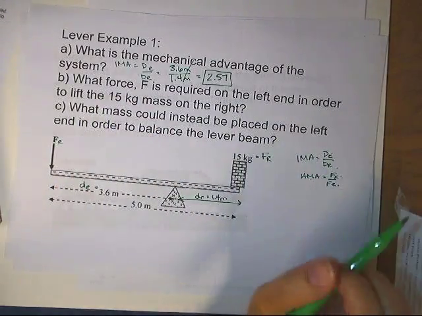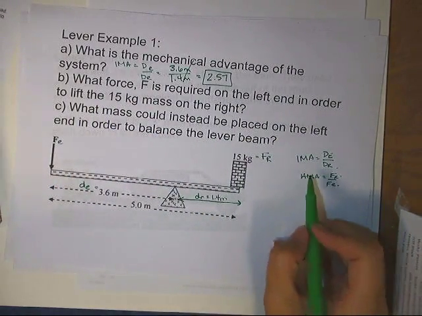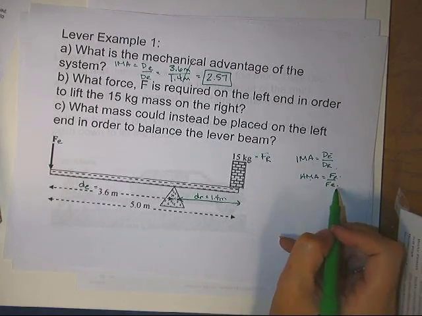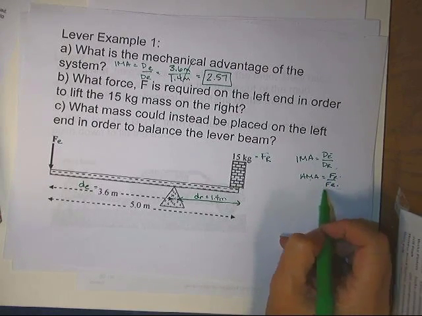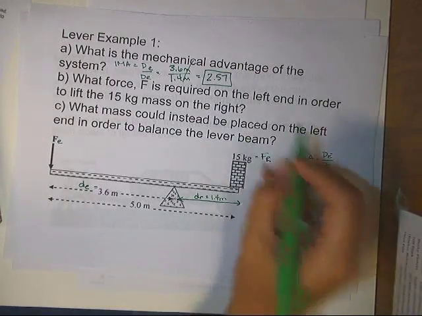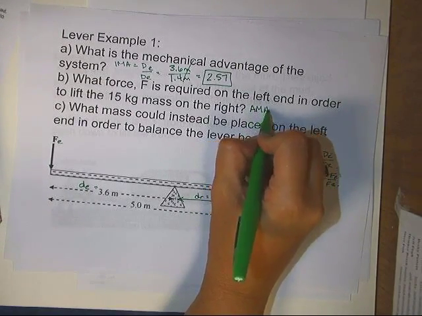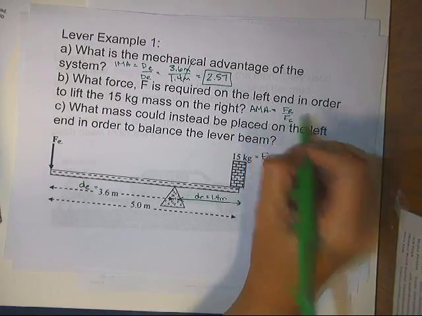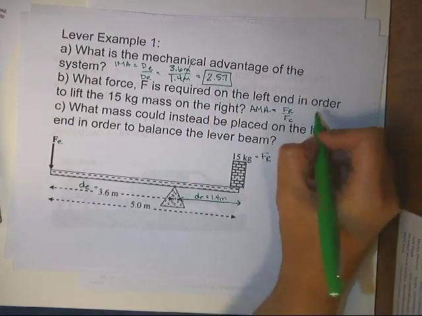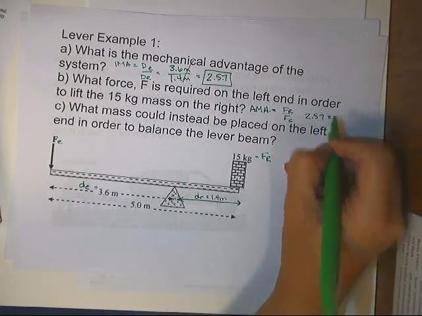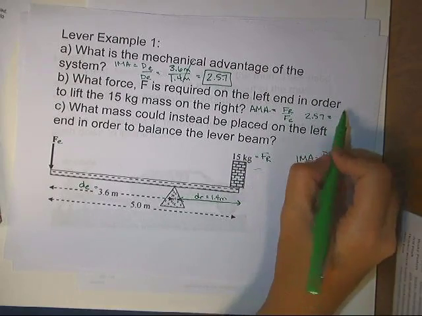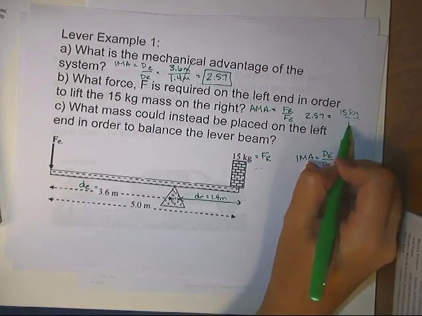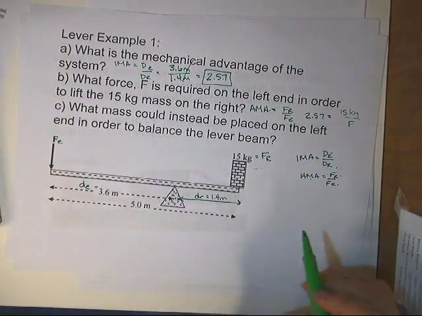Now, what force is required? Well, now I know that the IMA is equal to the AMA, and I know the resistance, so I can find the FE. So I'm going to write this formula down. AMA equals FR over FE. I know AMA is the same as this, so it's 2.57. I know the resistance is 15 kilograms. And I'm looking for F, this F I started with.